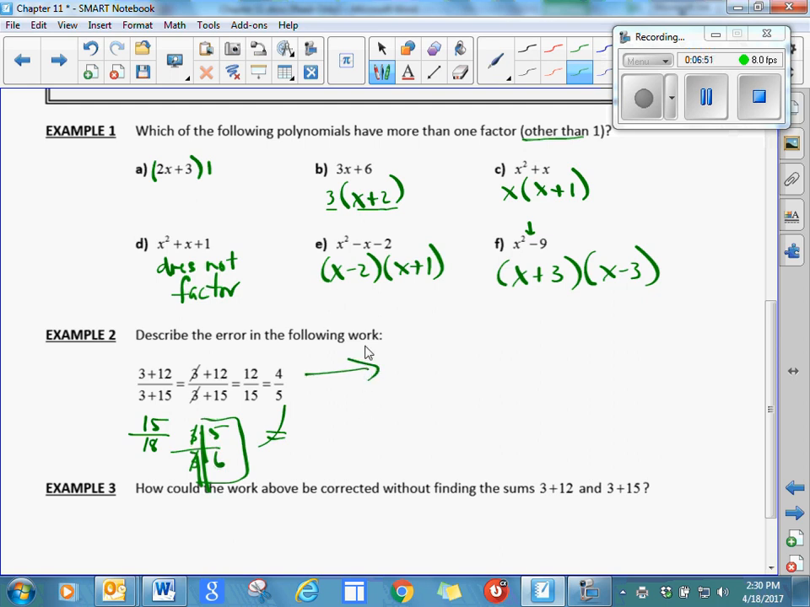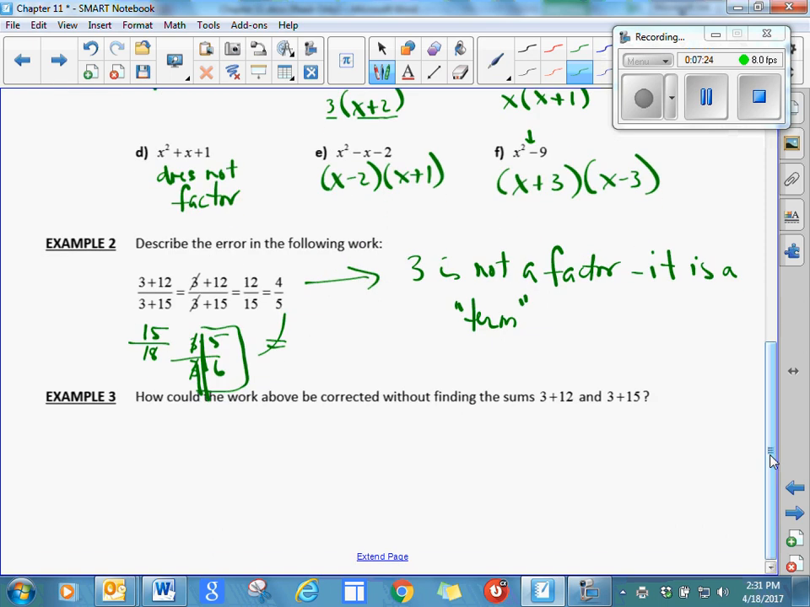And the problem is you cannot cancel these 3's because they are not factors. This is not multiplication. So while the 3 is in common to the numerator and denominator, it can only cancel if it's a factor. So 3 is not a factor. There is no multiplication going on here. It's a term. The 3 is a term. So you can't cancel unless you have factors.